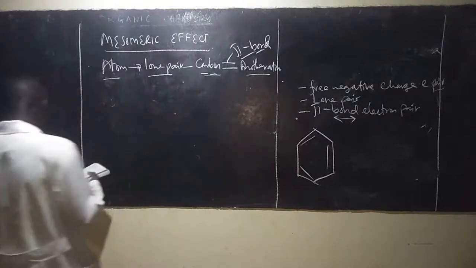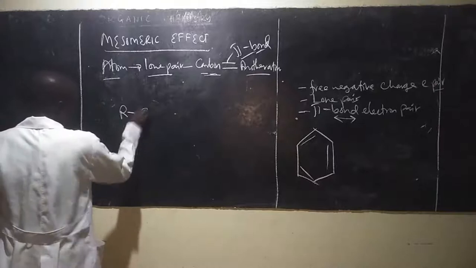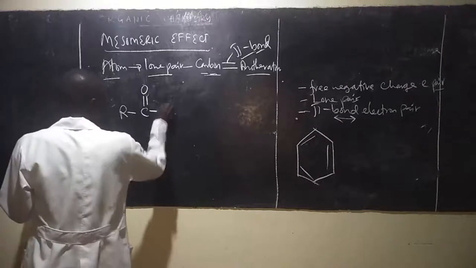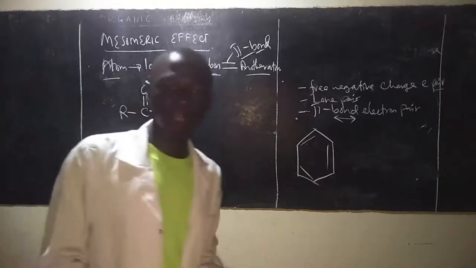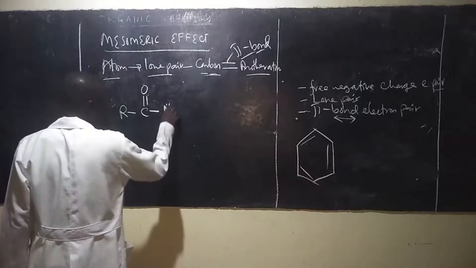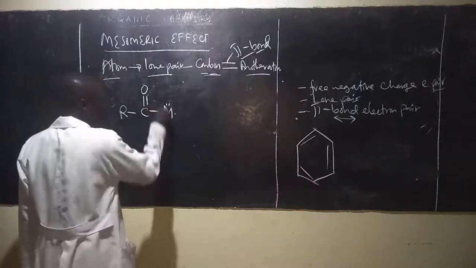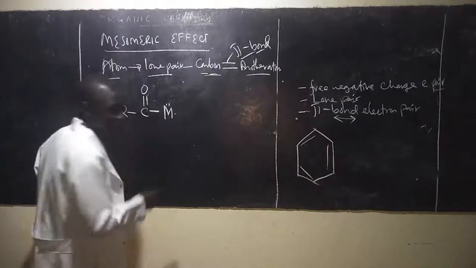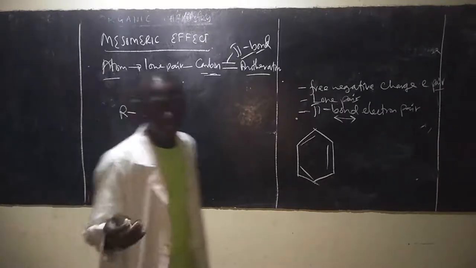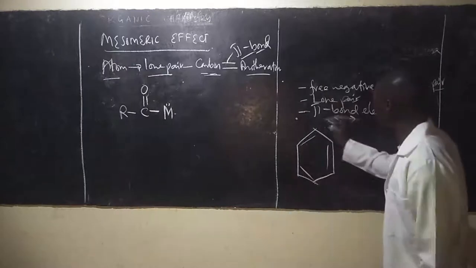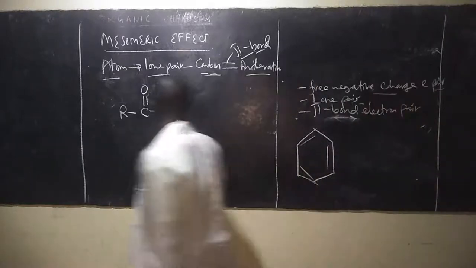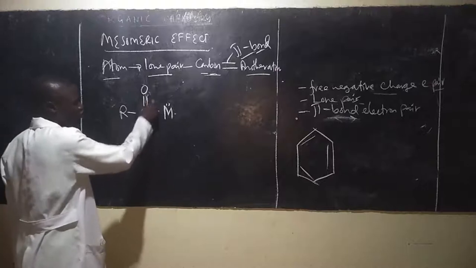For example, we have R C double bond O, then here in front there is M. M is just hypothetical, just an example of our atom. This M has what? A lone pair. And this one has a pi bond. So mesomeric effect can occur between them. Remember we mentioned three groups of electrons: pi bond electrons, lone pair, and free negative charge electrons. So these can undergo mesomerism between this one and that one.